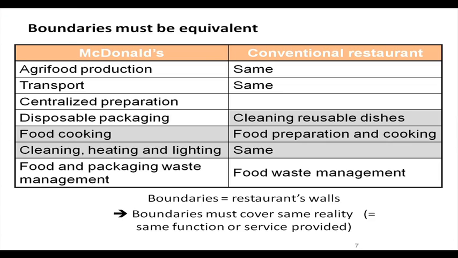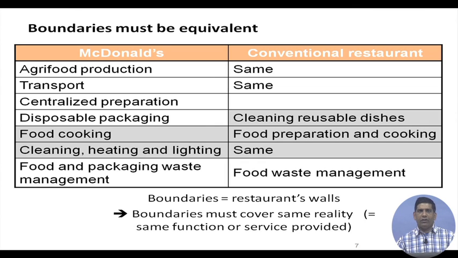So if you want to compare these two, the system boundary has to be equivalent, because that's critical. If you're trying to compare a McDonald's versus a mom and pop restaurant, both of them have to have a similar system boundary. So let's look at this table to understand what I'm trying to say. For both McDonald's as well as the conventional restaurant, in terms of the agri-food production, the production of the agricultural produce, and from there to the food, it's the same.